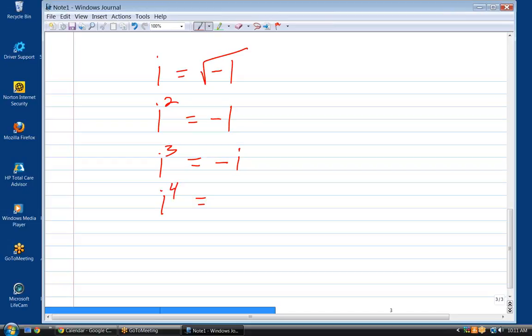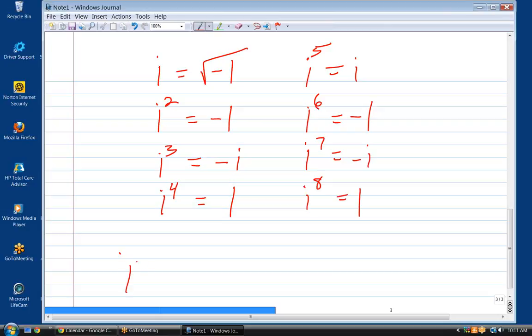And then i to the fourth, what's that going to be? What's i squared times i squared? That's i to the fourth, which is negative 1 times negative 1, so 1. Now it starts repeating. i to the fifth is i. i to the sixth is i squared. i to the seventh is i cubed. And i to the eighth is 1.